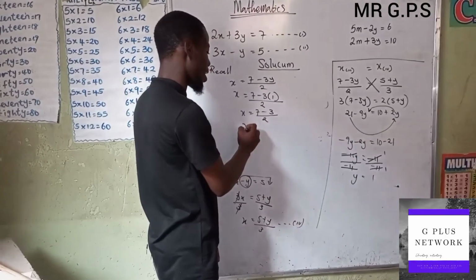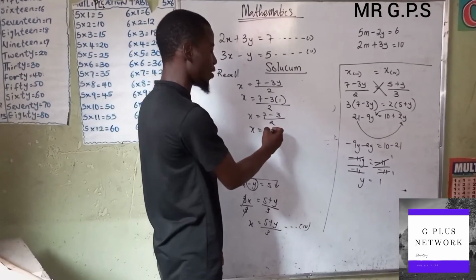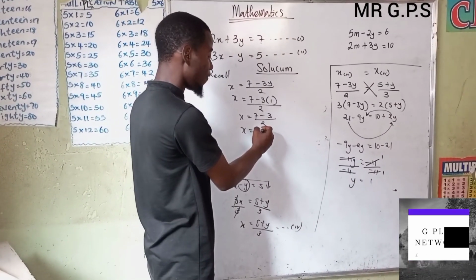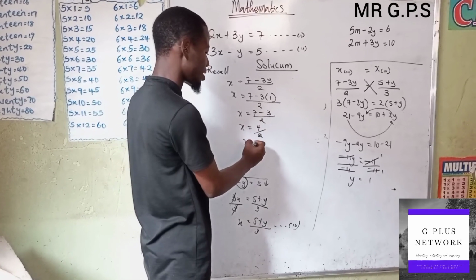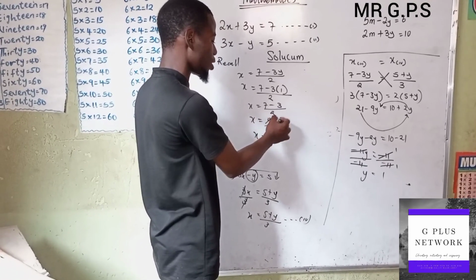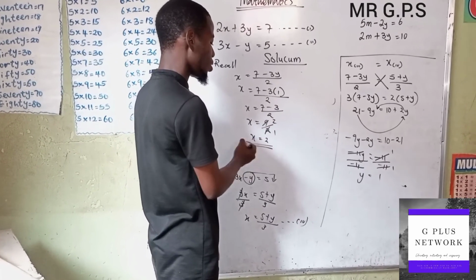Then let's rub off this side so that we can go to that. So it becomes x equals 7 minus 3, which will give us what? That's a 4 divided by 2. Then our x equals, 2 over 1 is 2. x equals 2. Thank you.